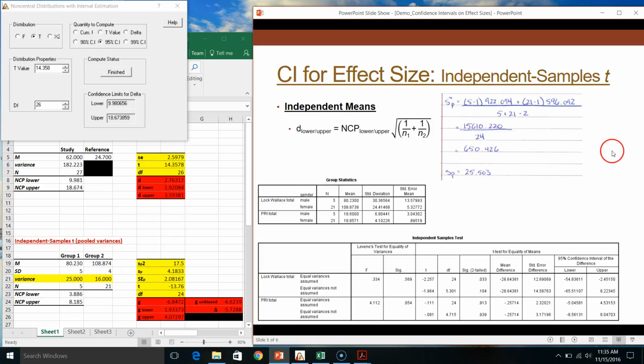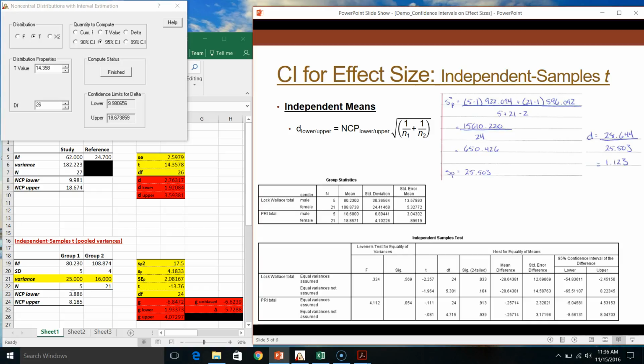This is just using our pooled variance formula, so we've got sample size 1 minus 1 times the variance of our first group, plus sample size 2 minus 1 times the variance of the second group, divided by sample size 1 plus sample size 2 minus 2, gives us a pooled variance of 650.426, and we take the square root of that, gives us a pooled standard deviation of 25.503. Okay, remember, always work with the variance first, and then once you've got the variance, you can take the square root of that to get your pooled standard deviation. So we've got our pooled variance and our pooled standard deviation.